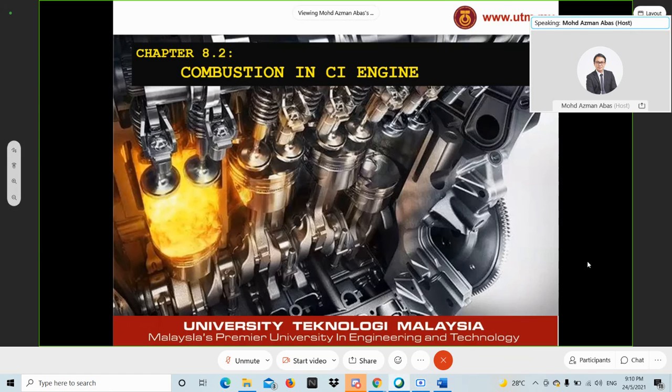In the CI engine, combustion is triggered by the self-ignition temperature of the fuel. But other than that, the process is roughly about the same. So let's go through the CI engine very quickly, because we have already understood combustion in the SI engine.